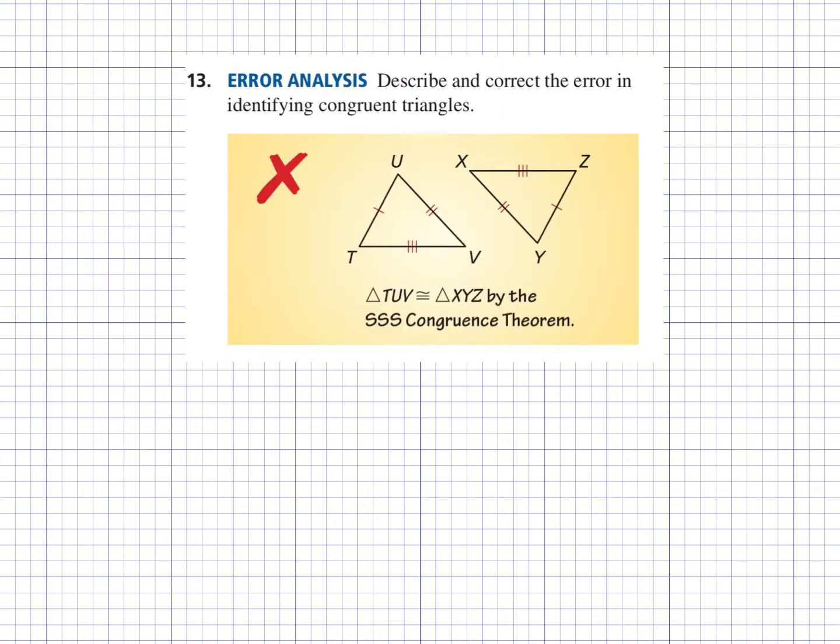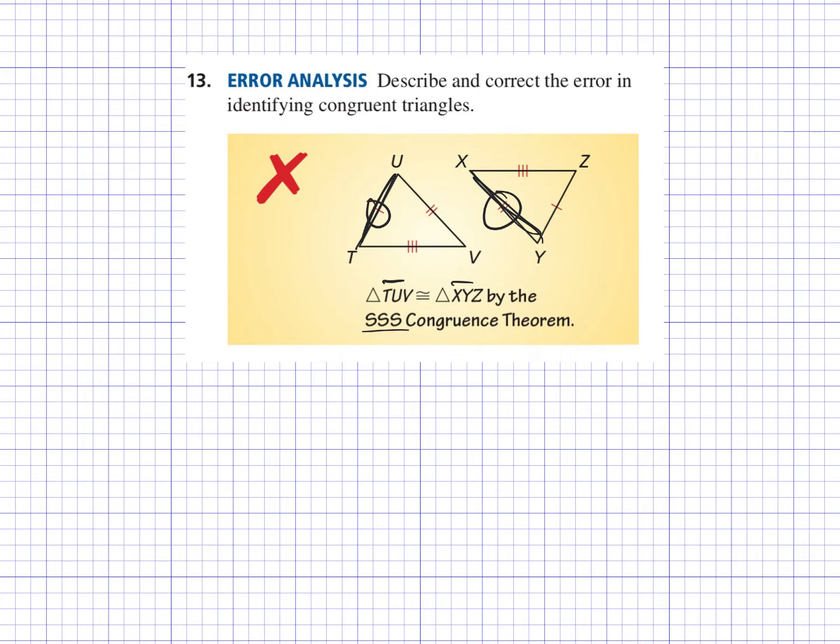Describe and correct the error in identifying the congruent triangles. All right, it says side, side, side. Well, it appears that they're side, side, side. So let's check the order. TU goes with XY. And again, that's a double hash mark, that's a single hash mark, so no. But write it in the correct order.